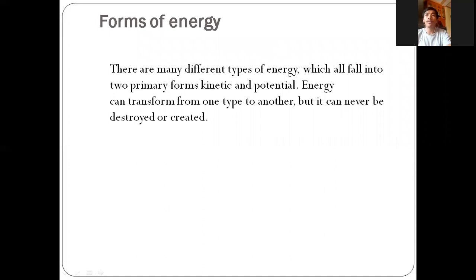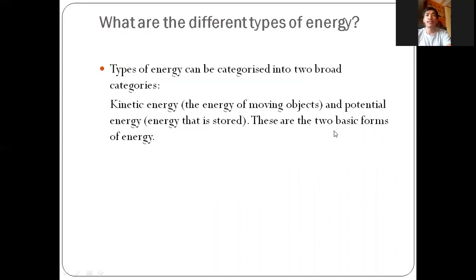Forms of energy. There are many different types of energy which all fall into two primary forms, kinetic and potential. Energy can transform from one type to another, but it can never be destroyed or created. What are the different types of energy? Types of energy can be categorized into two broad categories.